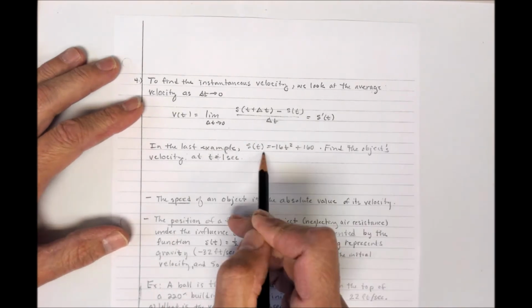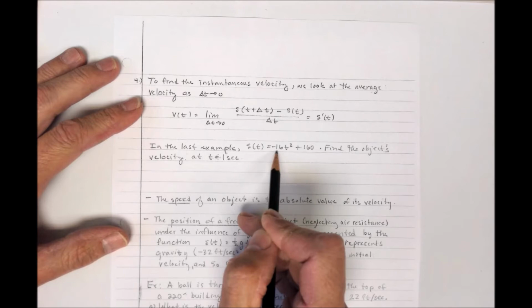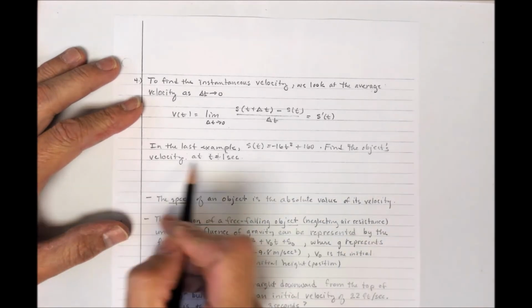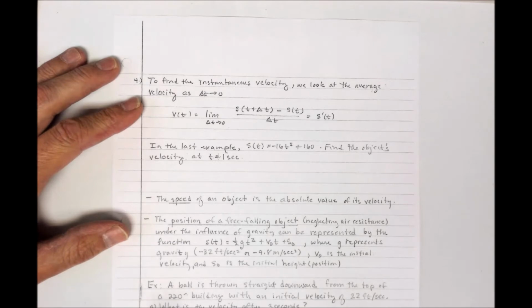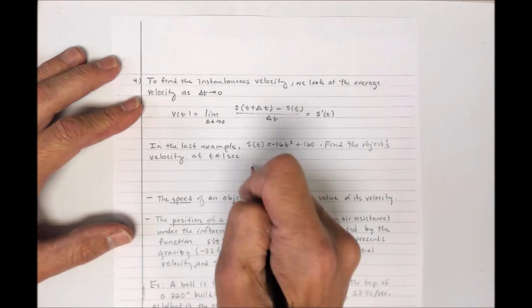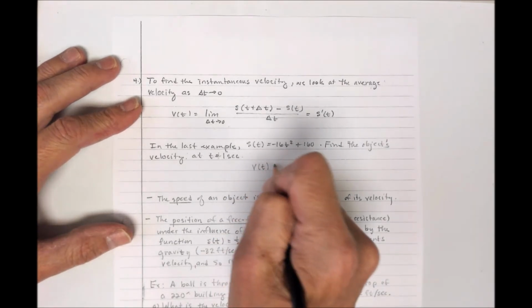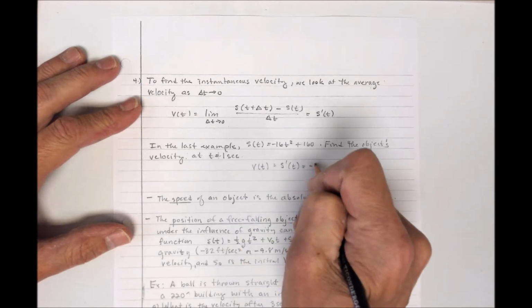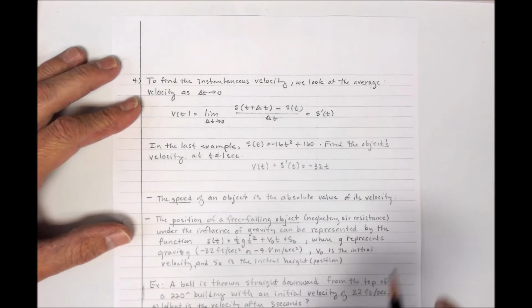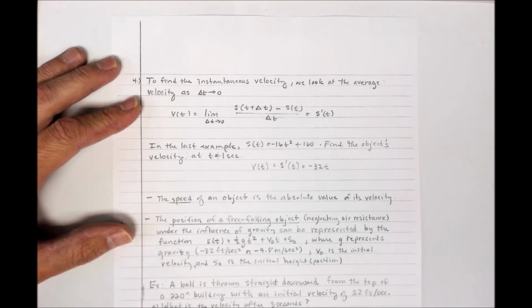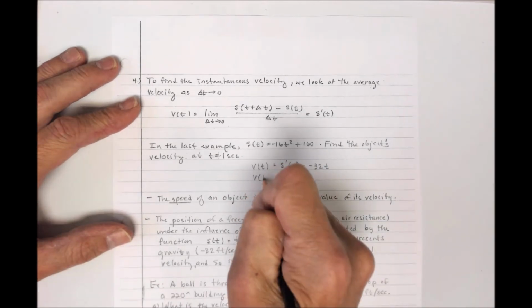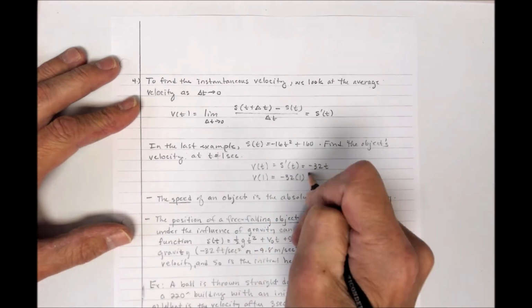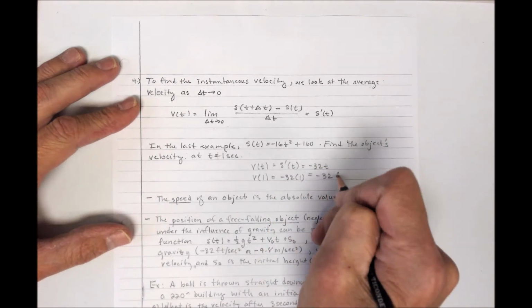So let's go back to here. s of t was negative 16t squared plus 160. This is from the previous problem. Find the object's velocity at t equals 1 second. So v of t, which is s prime of t, the derivative of position, is going to be negative 32t to the first power. And of course, the derivative of 160 is 0. So v of 1 would be negative 32 times 1, or negative 32, and this is in feet per second.